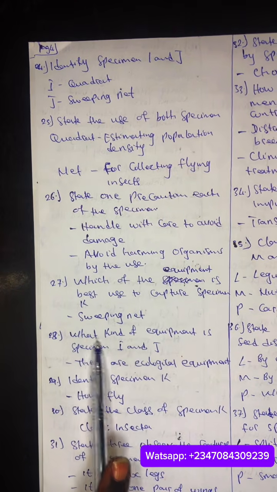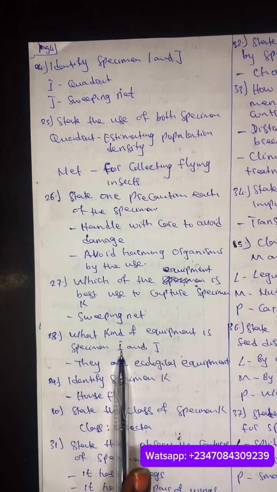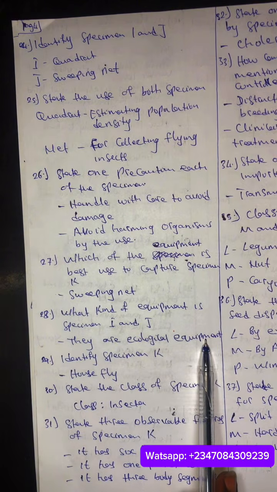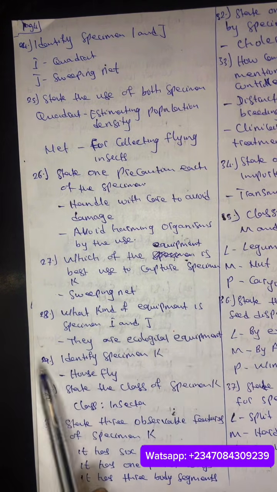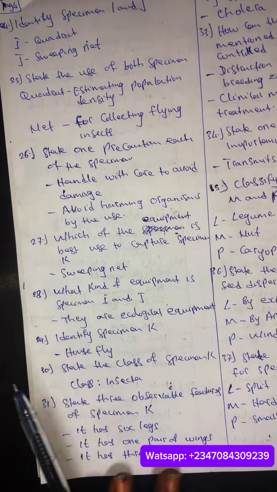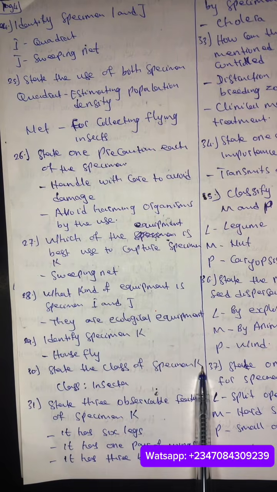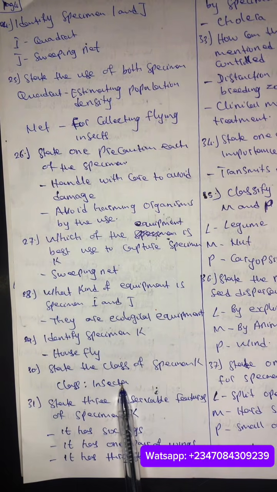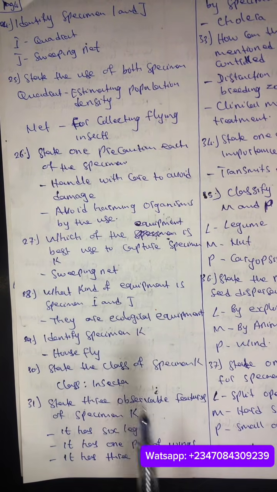28. What kind of equipment is specimen I and J? They are ecological equipment. Both of them are ecological equipment. 29. Identify specimen K. Specimen K is a housefly. We've seen that before. Number 30. State the class of specimen K. What class does specimen K belong to? Class Insecta. Class Insecta. Take note. You can pause this video to write down.